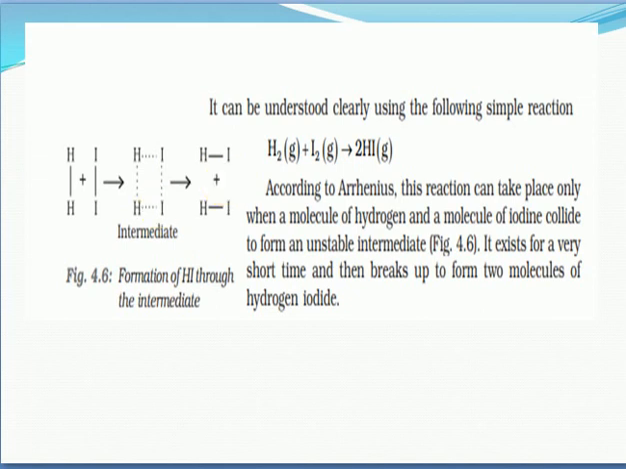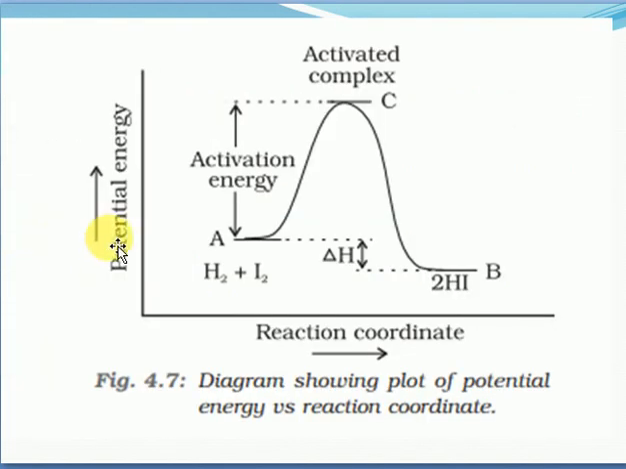Look at students, a very important graph is here. Potential energy is mentioned, because molecules have some amount of energy, and the reaction coordinate is nothing but the reaction proceeding in this direction. Suppose I'm taking a hydrogen molecule and an iodine molecule. These two molecules contain some amount of energy. Whenever these two molecules want to form the product hydrogen iodide, they must cross this barrier.